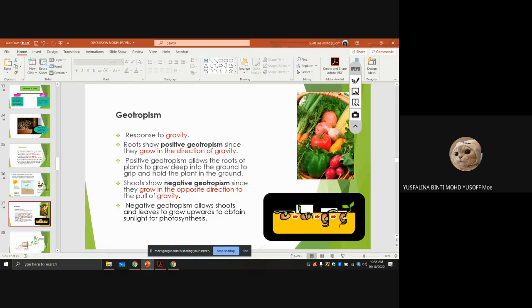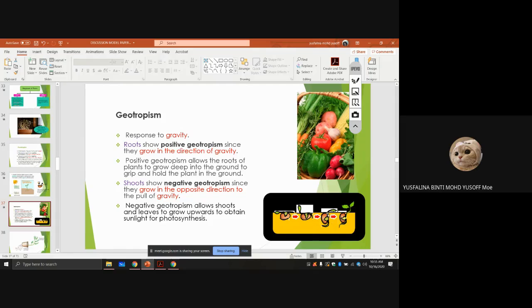Positive geotropism allows the roots of plants to grow deep into the ground to grip and hold the plants in the ground. Shoots show negative geotropism since they grow in the opposite direction to the pull of gravity. Gravity pulls downward, but the shoot grows upward like that, moving away from the direction of the pull of gravity. So it shows negative geotropism. Negative geotropism allows shoots and leaves to grow upward to obtain sunlight for photosynthesis.